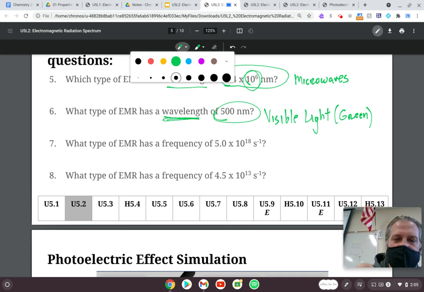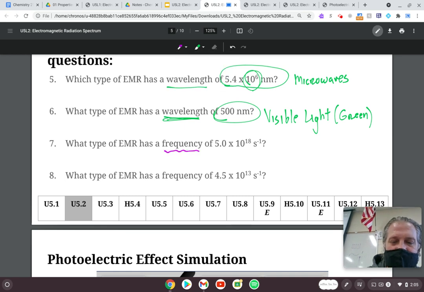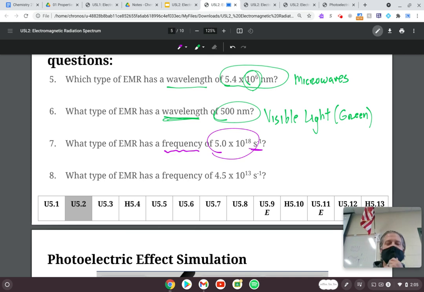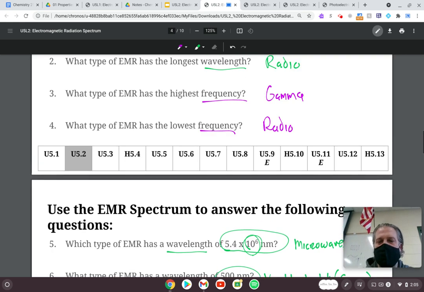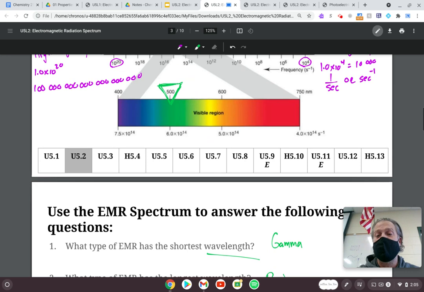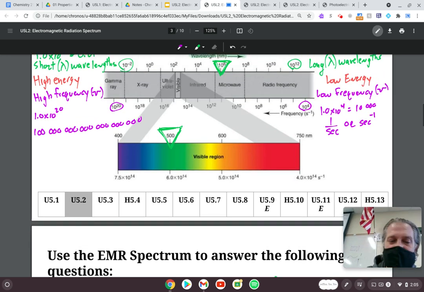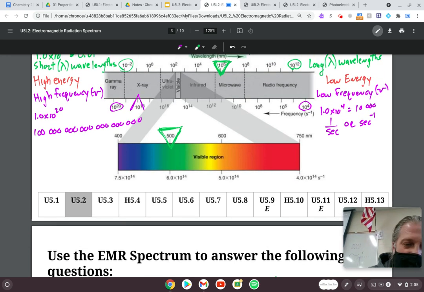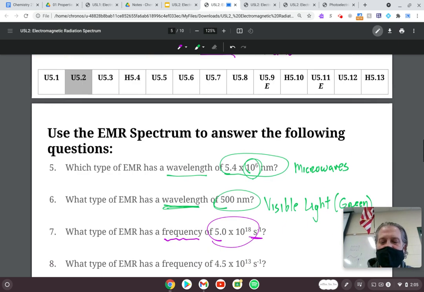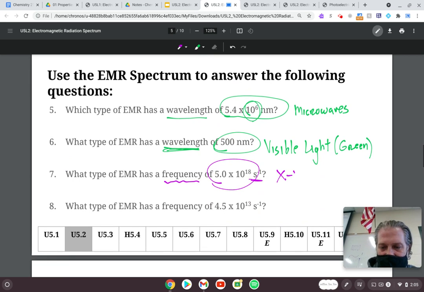All right. The next one, we're going to talk about frequency, 5 times 10 to the 18 per second. Okay. So again, I'm going to go look up for my electromagnetic radiation. That is a frequency. These are the ones that are on the bottom, and these are times 10 to the 18. And I see times 10 to the 18 is right there. Times 10 to the 18 falls in the X-ray category. So I'm going to fill in X-ray here.